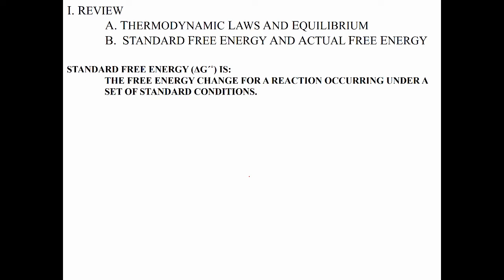So standard free energy, let's look at this. The free energy change for a reaction occurring under a set of standard conditions. That's what delta G prime naught is. The prime and the naught represent that we are talking about a free energy change under standard conditions. And the prime and the naught actually mean biochemical standard conditions, right? So a set of standard conditions.